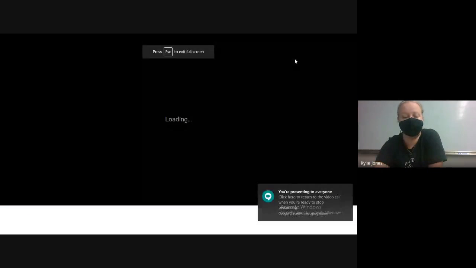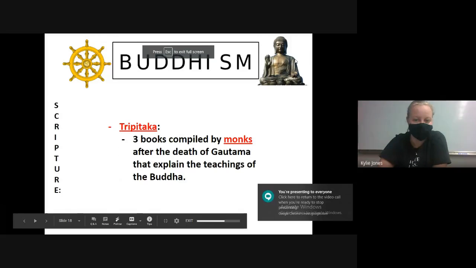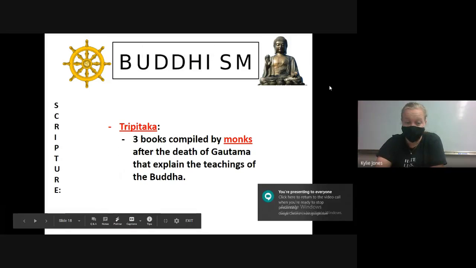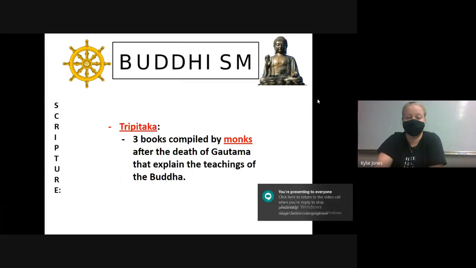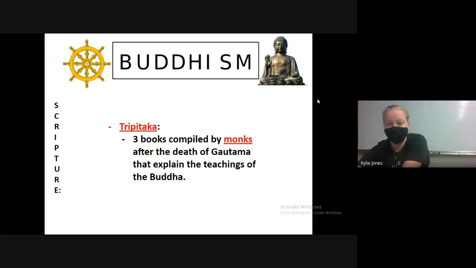Let's look at the next slide. We've got back to Buddhism. I don't know how to say this. Tripitaka, I think. Monks are the people that follow the Buddhist religion. That's what they're called. Monks. So this is 3 books that are compiled by monks after the death of Gautama that explain the teaching of Buddha. So the Tripitaka is like their Bible, basically. The readings that they follow.